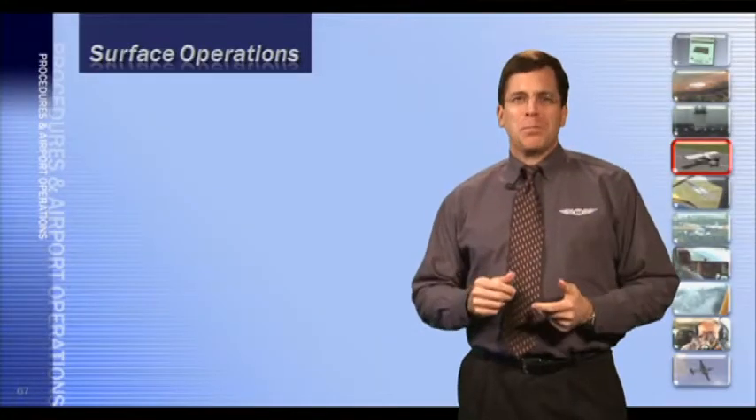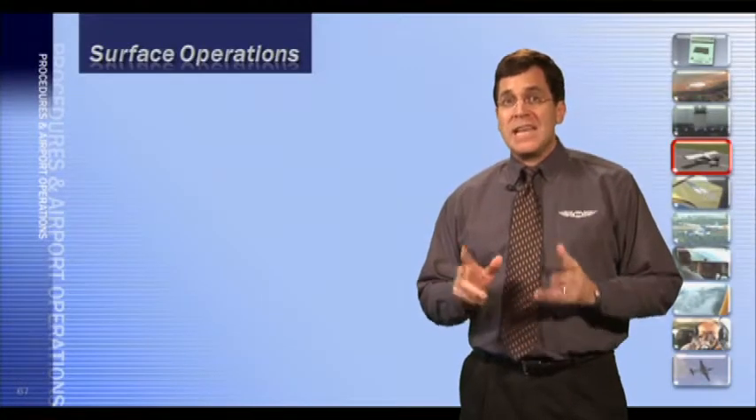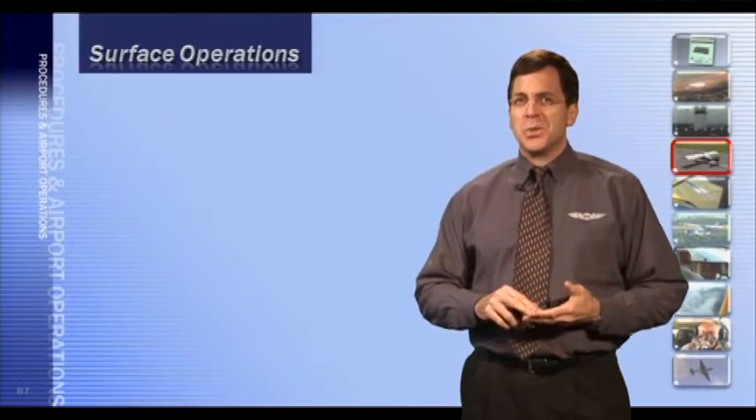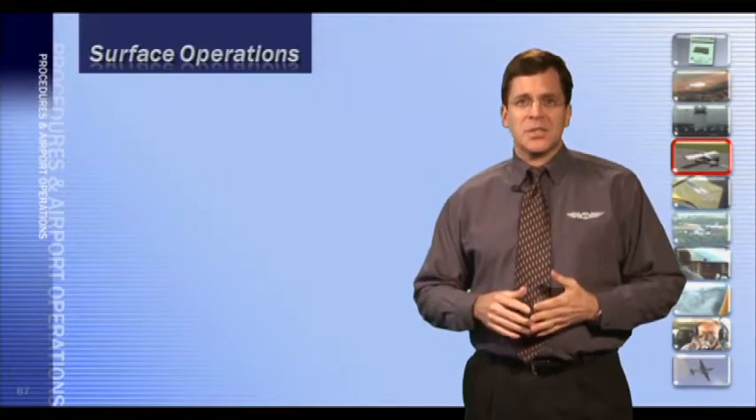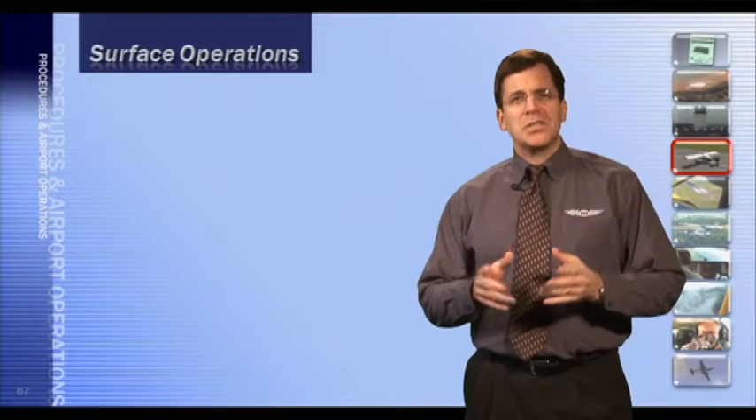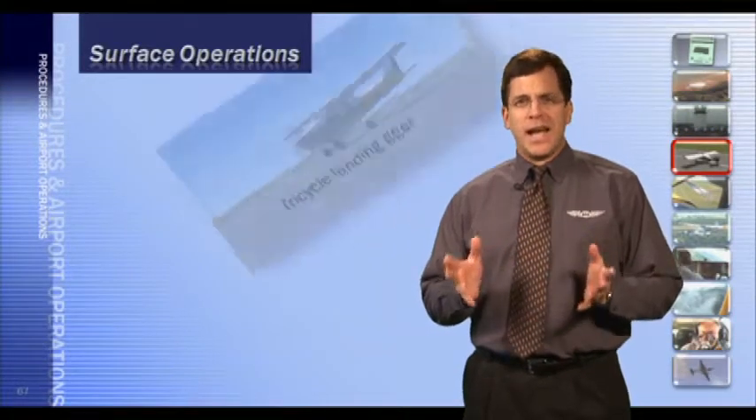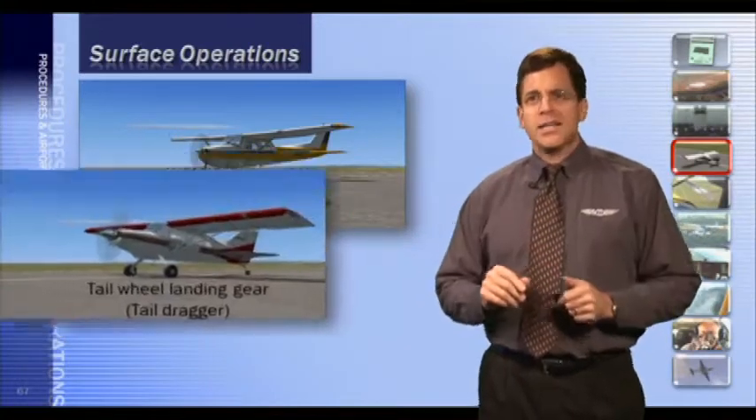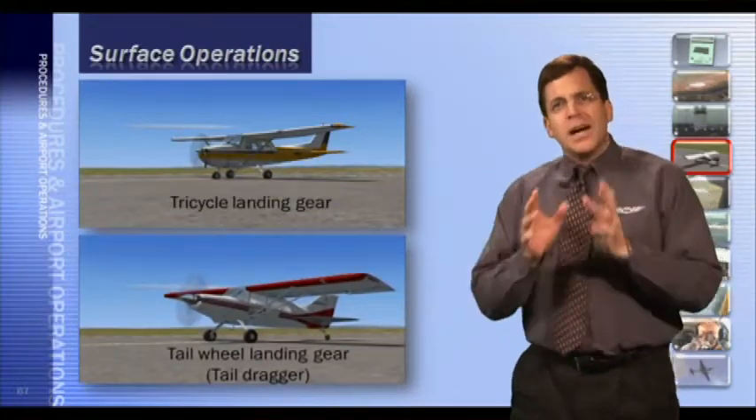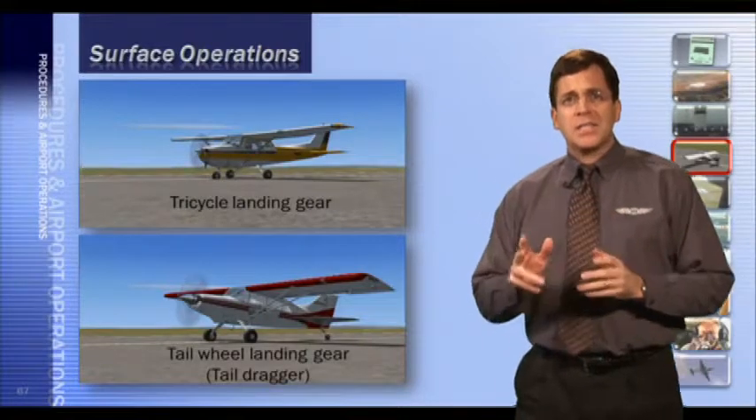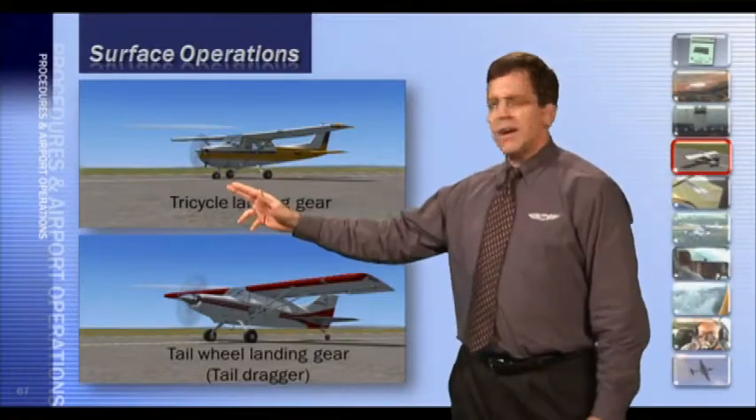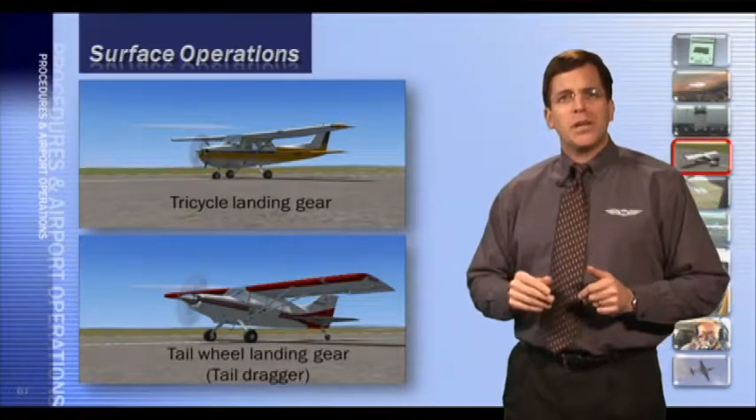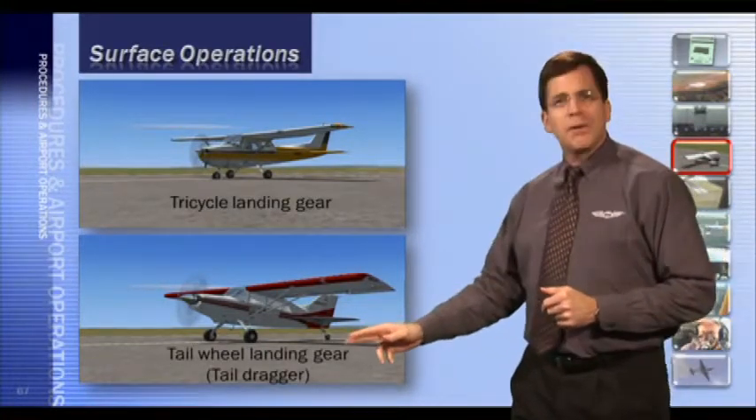Remember that your airplane is affected by the wind, even when you're taxiing on the ground. Let's discuss some procedures to use so that you can operate safely in these situations. The procedures vary based on whether you're taxiing a tricycle-geared airplane or a tail-dragger airplane. A tricycle-geared aircraft has a steerable wheel in front under the cowling. A tail dragger has a steerable wheel in the back, under the tail.